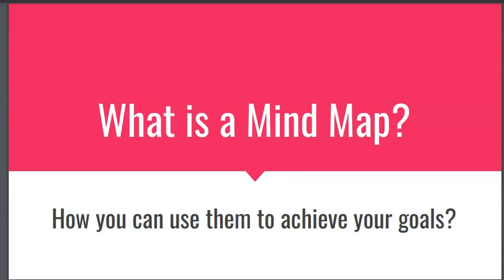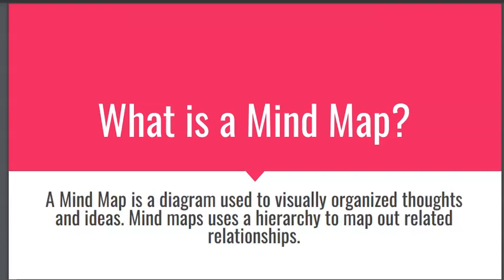So in this video, we're going to be talking about mind maps. What is a mind map and how can you use them to achieve your goal? A mind map is a diagram used to visually organize thoughts and ideas. Mind maps typically use a hierarchy to map out related relationships.